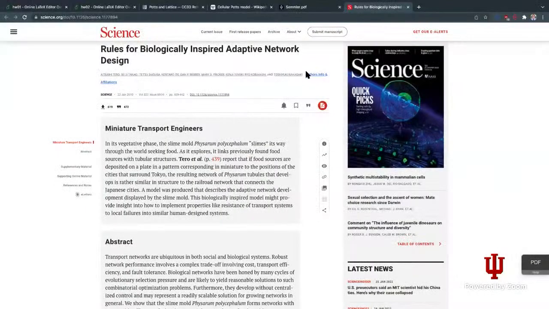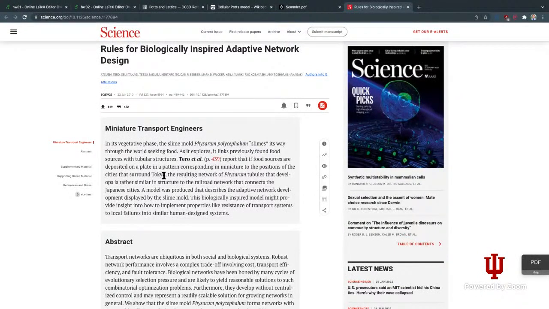Hey, so over the past week, I also have been interested in looking into slime mold simulations. So may I share my screen? Please, go ahead. So I found two papers. This one, I actually heard about a while ago.